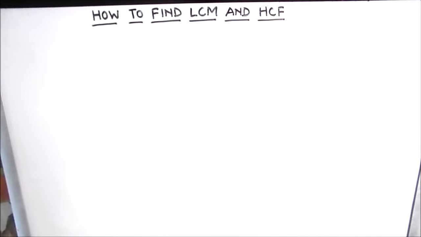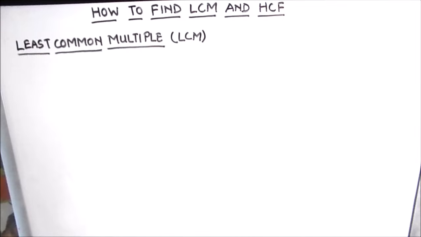Hello students, in this video we are going to learn how to find LCM and HCF. So let's start with finding the LCM of numbers. The least common multiple of two numbers is the smallest number which is a multiple of both the numbers.